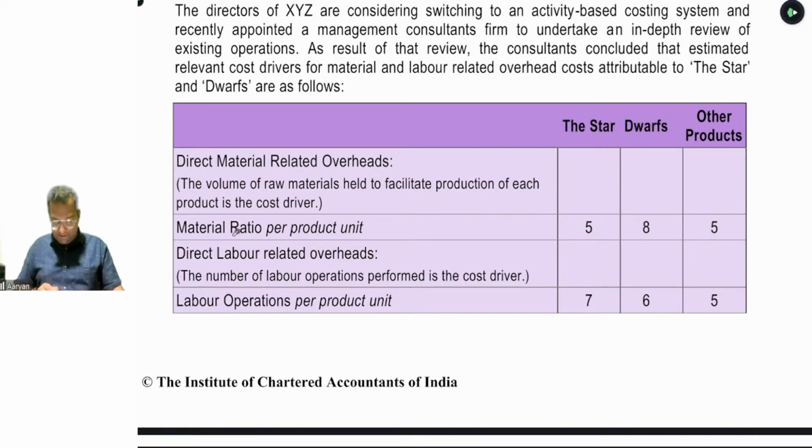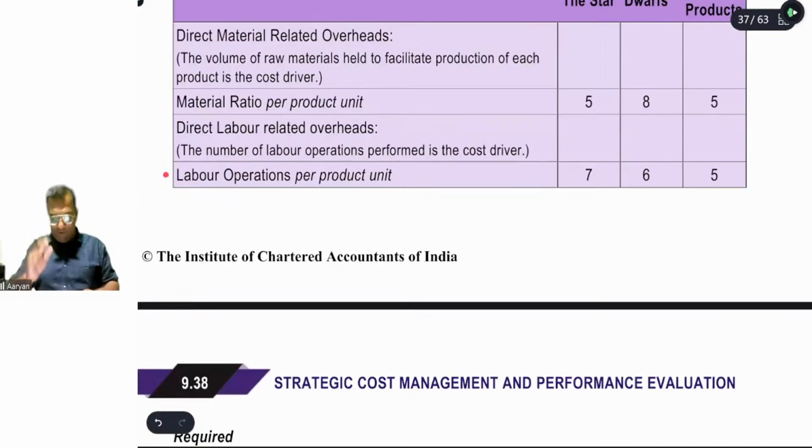Material ratio per product unit. Direct labor related overhead, the number of labor operations performed is the cost driver, labor operation per product unit. I think you have to read out this point twice or thrice before starting the calculation. Okay, then only you can confirm that you are on the right path.